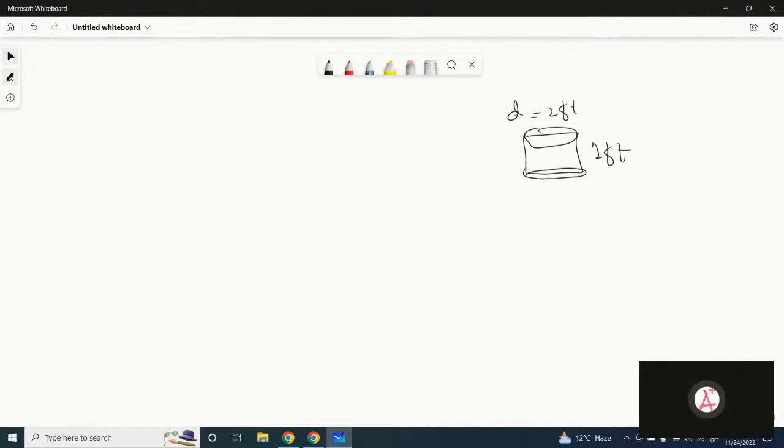Okay, so first of all you have to find the radius. Radius is diameter divided by 2. Diameter is 2. 2 divided by 2 is 1. That means this is actually the half value from here to here. This is the radius. So radius is 1 feet. Got it? Okay, the radius is 1, height is also 1. So you have to find the area of the top and bottom, they are the same, and then you have to find the area of the side.